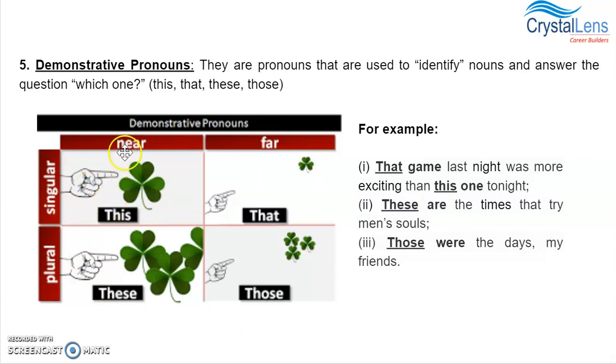This is often used when you're talking about something that is near to you or something that is in the present. And then that is used when you're talking about something far. And then these is the plural of this, and those is the plural of that. Take a look at this example. It says, that game last night was more exciting than this one tonight. So that game, you're using that game because you're talking about something in the past, and then this one because you're talking about something in the present.